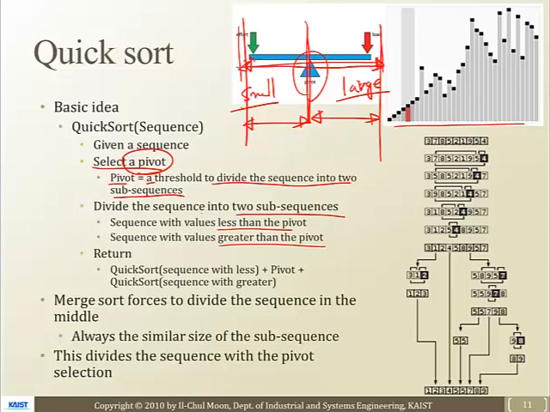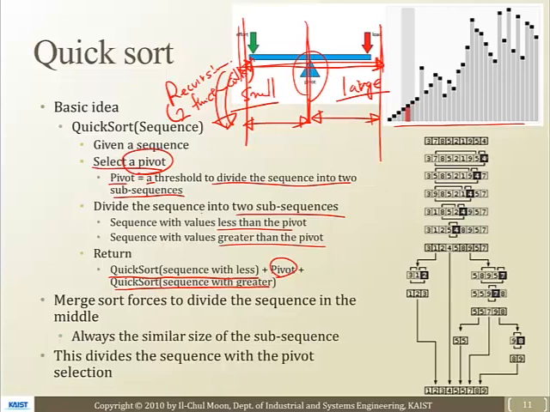So what we are going to do is the recursion, and there are going to be two recursive function calls here. And then after keep dividing by the pivot value, what you are going to return is the sorted subsequence of the lower values plus the pivot plus quicksort of the sequence of the higher values.